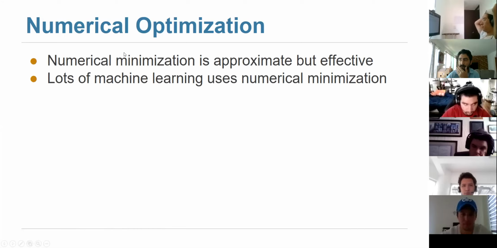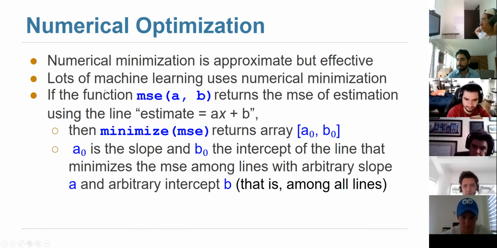So let's talk about numerical optimization. What we want to do with numerical minimization is, for example, in that particular function that I showed you, find the number that minimizes your error, or optimize your error. Lots of machine learning uses numerical minimization. So a function like mean square error returns the mean square error of estimation using the line, using this estimate of my regression line, a slope and intercept.